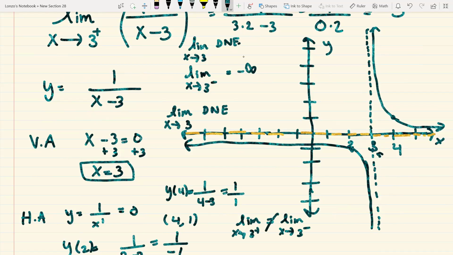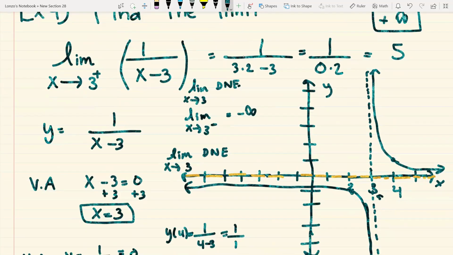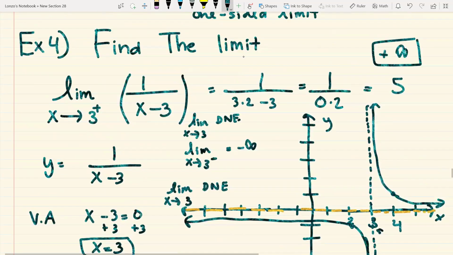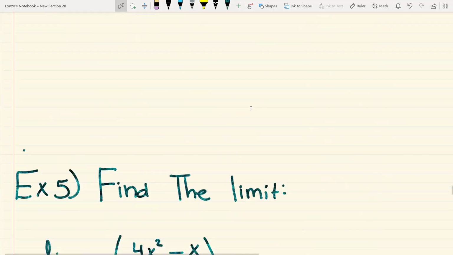But the question only asks, what is the limit as x approaches 3 to the right? It's positive infinity. Okay, so what you could do is graph it, or you can plug in an x value slightly larger than 3. Okay, so this is called a one-sided limit. This is example 4. Okay, let's move on to example 5.